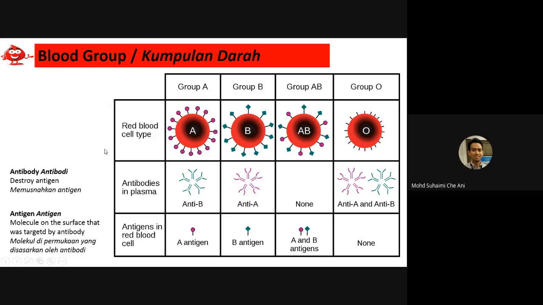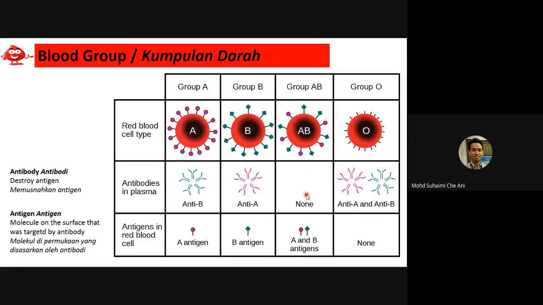You need to understand the antibodies and antigen first. So antibody is a protein that will attack the antigen. For example, like Group A, you have anti-B. So when anti-B meets or sees the antigen B, they will attack. And when they attack, the blood will coagulate and then the person will die after that. So that's why A and B are not compatible, because they don't like each other. But AB, they don't have any antibody.